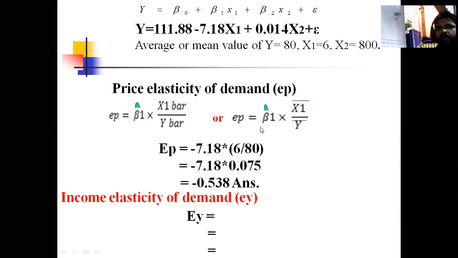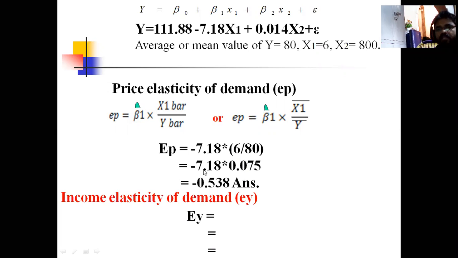So beta 1 is minus 7.18. We can substitute these values of beta 1, x1 and y in the equation of the model. Elasticity of price is equal to beta 1, minus 7.18, into the average of x1, which is 6, divided by the y value, 80. So 7.18 into 6 by 80. When you cancel 6 by 80, you get 0.075.